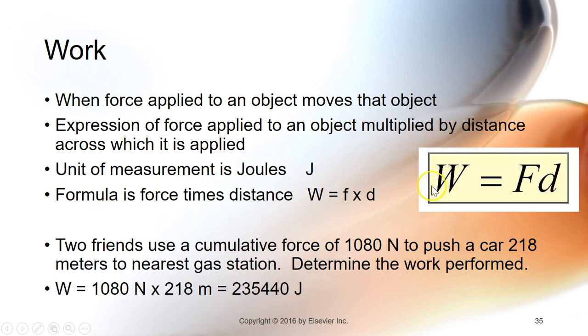So now we have work. Work is a big W, and its measurement is in joules. Work is performed when a force is applied to an object and moves that object. It's an expression of the force applied to an object multiplied by the distance it went. So, two friends use a cumulative force of 1,080 newtons to push a car 218 meters. The work is the force times the distance, and you have 235,440 joules. That one's simple enough, right?